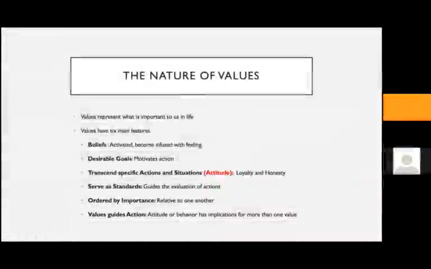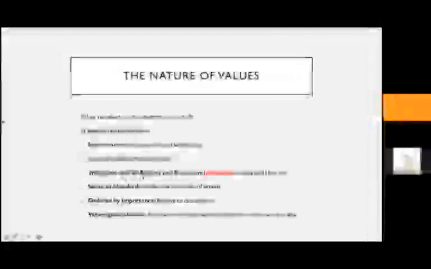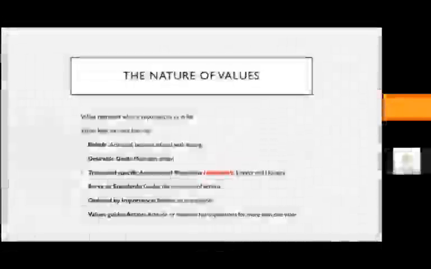The third one is that values transcend specific actions and situations. From this third feature, we realize that values are not attitudes. Values are bigger than actions, bigger than situations, bigger than attitudes. For example, the value of loyalty. To be loyal to somebody is not a situation, it's not an action, it's not an attitude, it's a value. So value goes way above actions and situations and even attitudes.